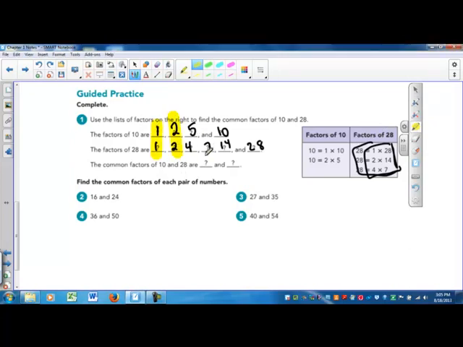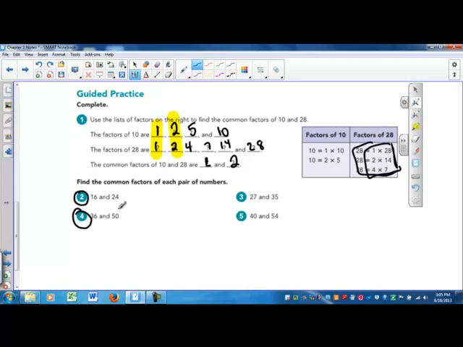They have 2's. And that's it, right? They don't have 5. They don't have 4, 7. They don't have anything else in common. That's okay, but they do have the number 1 in common. They have the number 2 in common. Okay? I would like you guys to pause the video and do number 2 and number 4.